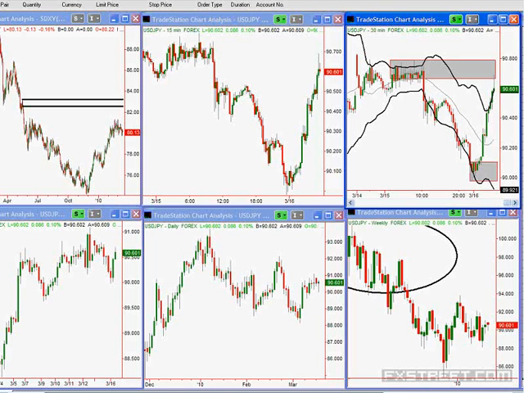And then the second thing is, I don't know if you're just trading spot Forex or Forex futures, but there is a difference there as well.